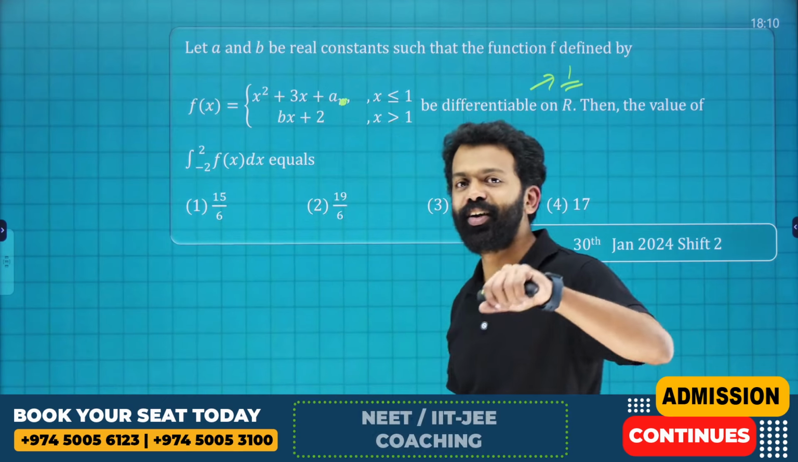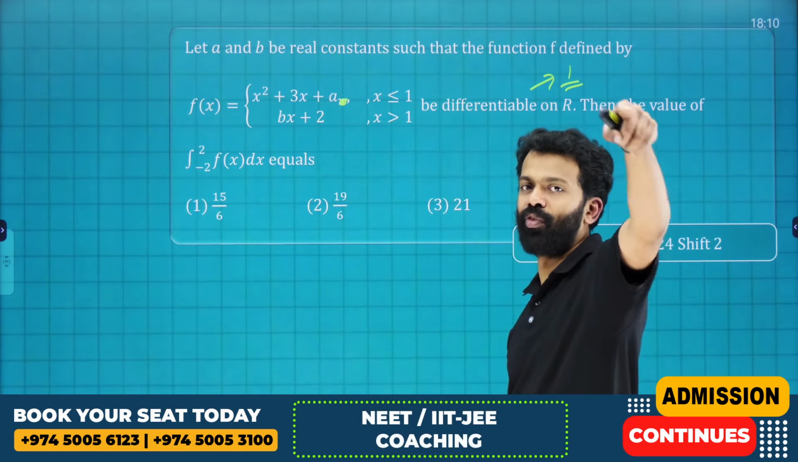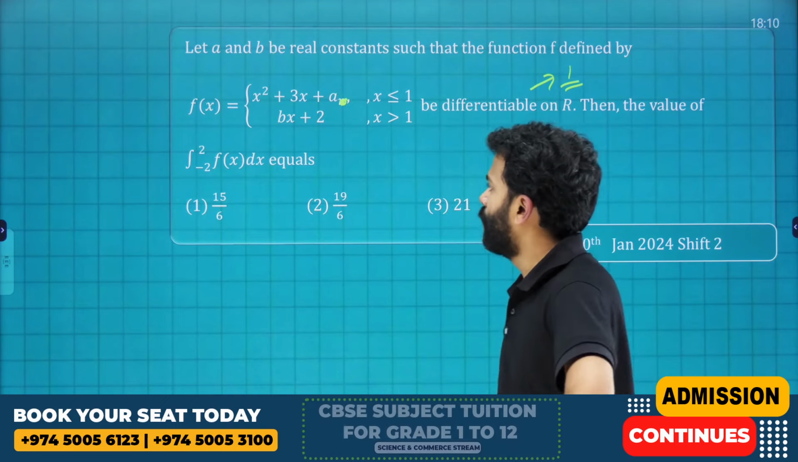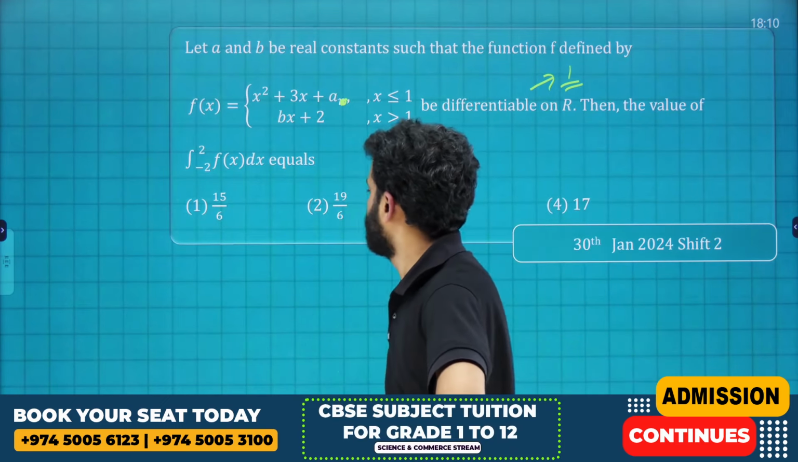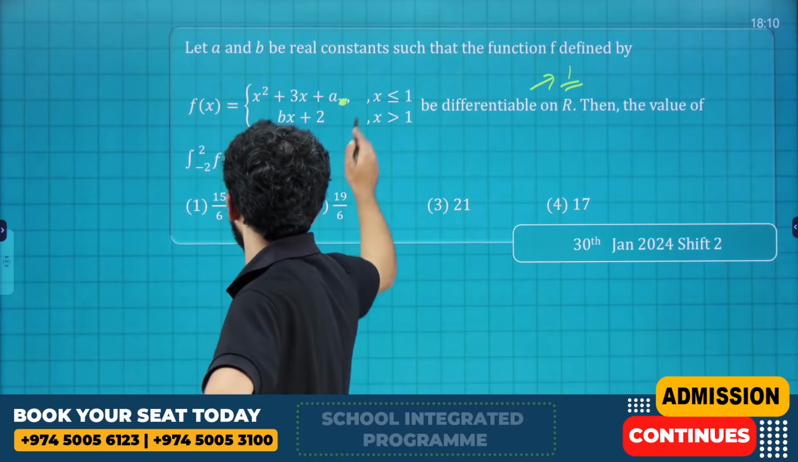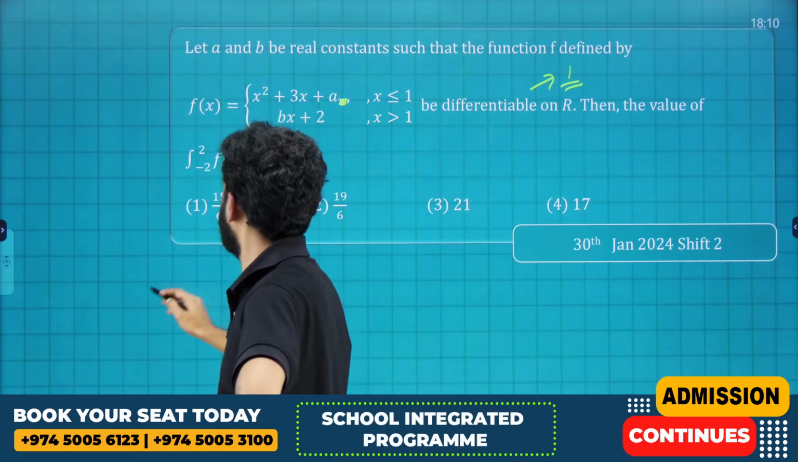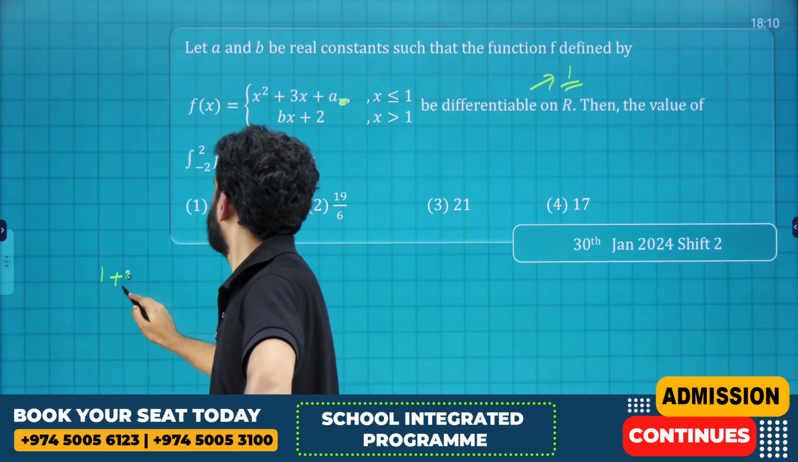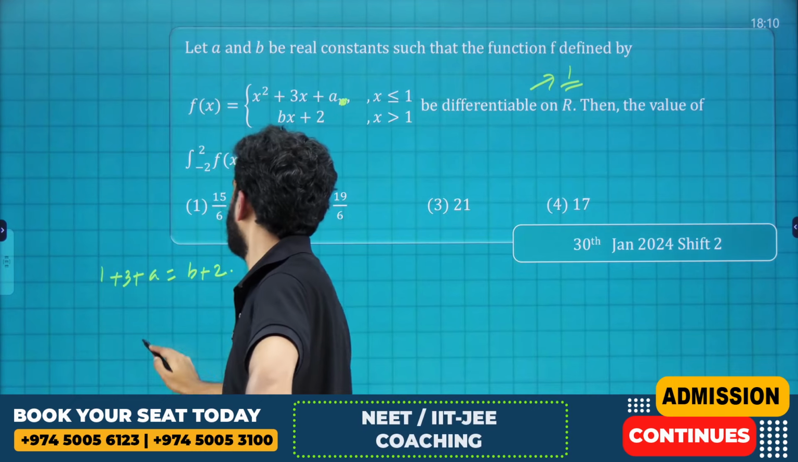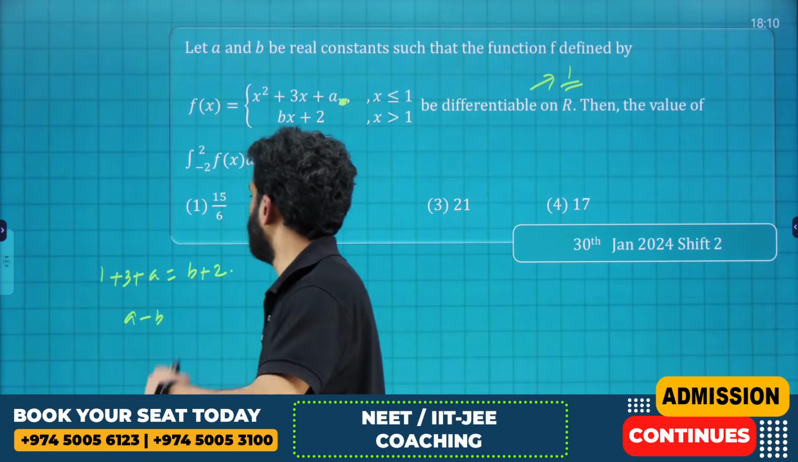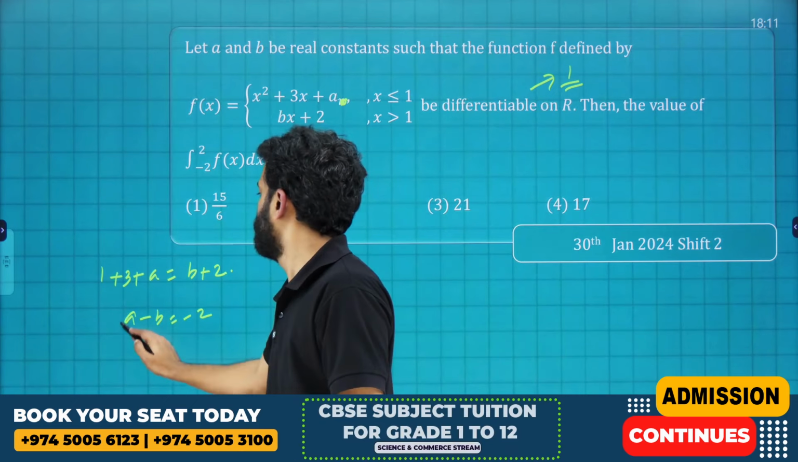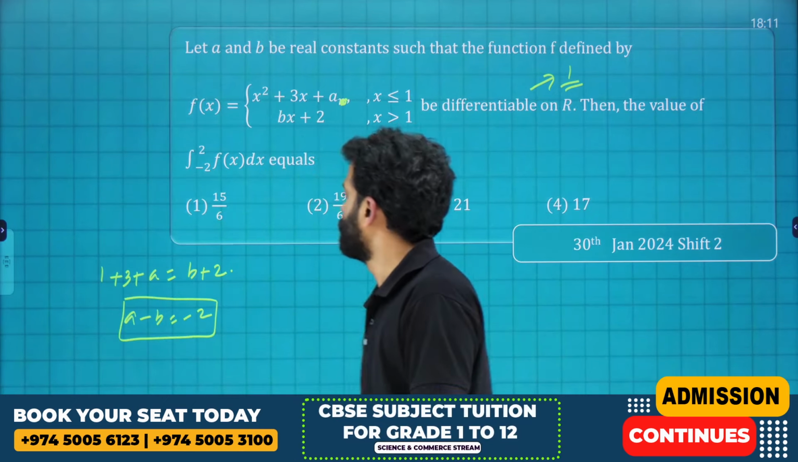Okay. If the function is differentiable at 1, then it is also continuous at what? 1. Therefore, applying the continuity technique, left hand limit should be equal to right hand limit, right? Therefore, just substitute 1 over here, you will get 1 plus 3 plus a is equal to b plus 2. Okay, therefore, a minus b is equal to minus 2.